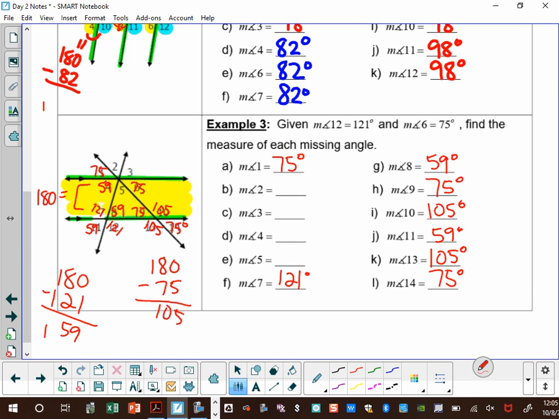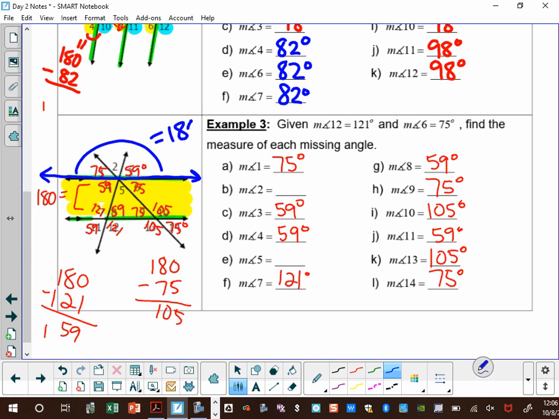All right, so 59. If I know that angle 4 is 59, what do I know about angle 3? Angle 3 is 59 because of my vertical angles. So now we're left with 2 more. If you guys remember, anything on a straight angle equals 180.